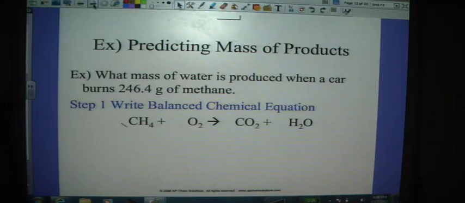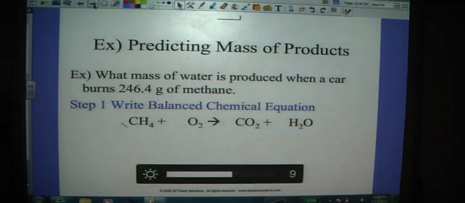In this lecture, we're going to learn to predict the mass of products. More commonly, I'll refer to this as stoichiometry. Okay, nothing new there for us. In this lesson, we're also going to talk about limiting reactants, and then we'll wrap it up with percent yield.